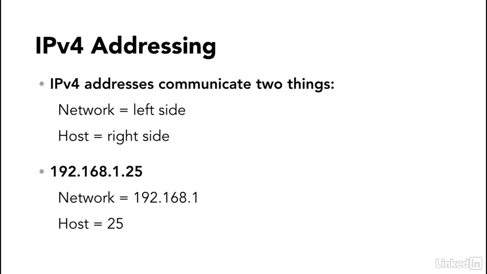It's not always that the first 3 octets are the network and the last octet is the host. It could be just the first octet, or just the first 2 octets is the network and the remaining part is the host. And we'll talk about that later in the course, how to determine which part of the address is the network and which part is the host. But the part that's always true is the left side is the network and the right side is the host.